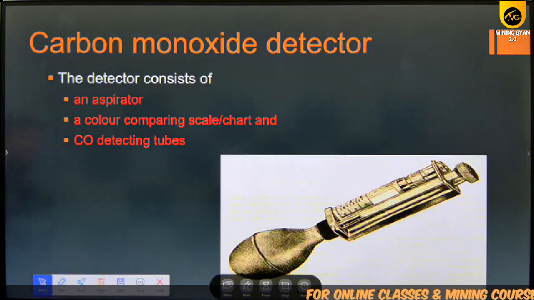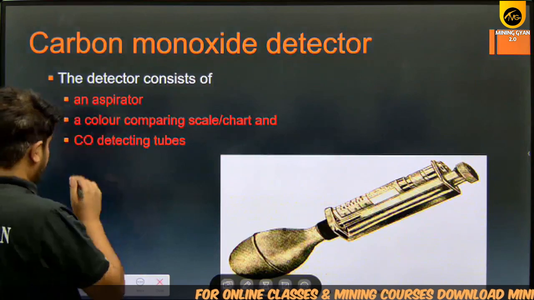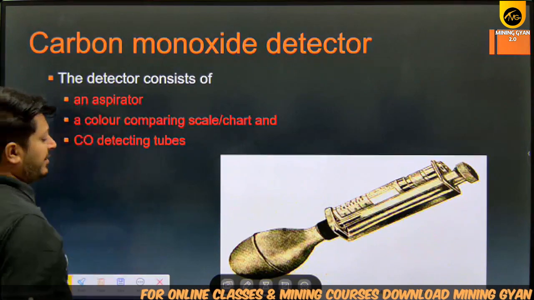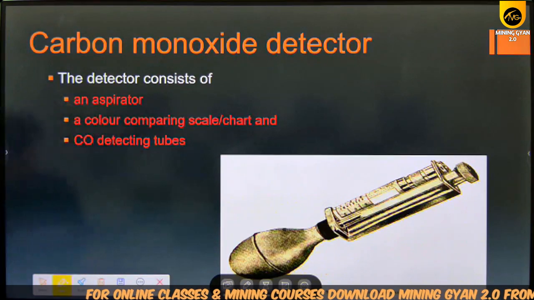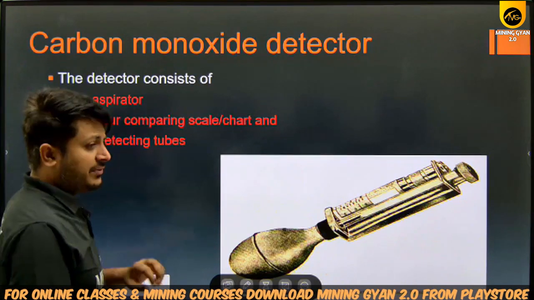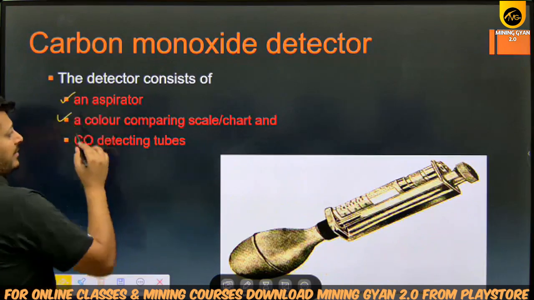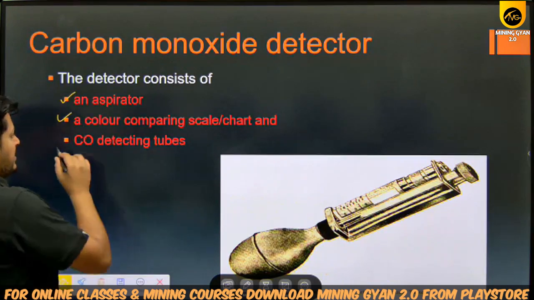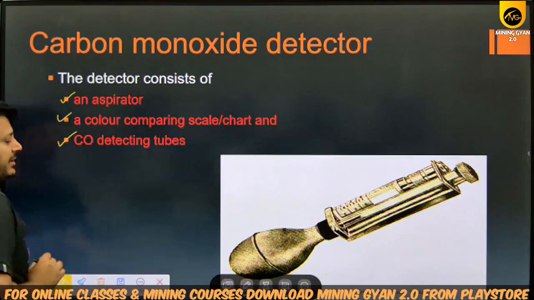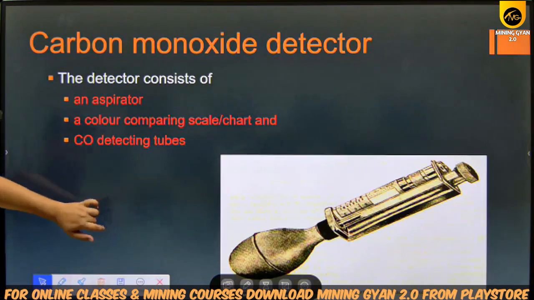Now, next, carbon monoxide detectors. Since we are talking about the carbon monoxide detectors, the detectors consist of three things. First of all, an aspirator bulb, a color comparing scale or chart, and a CO detecting tube. Okay, just remember this.